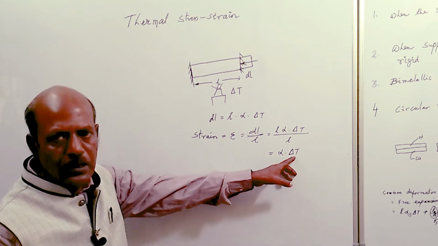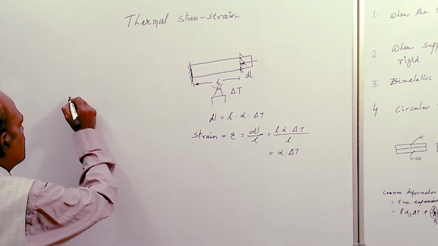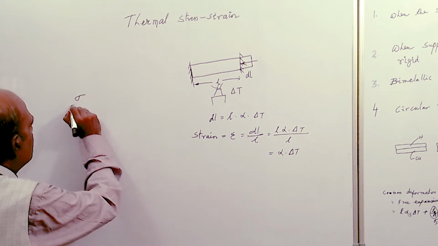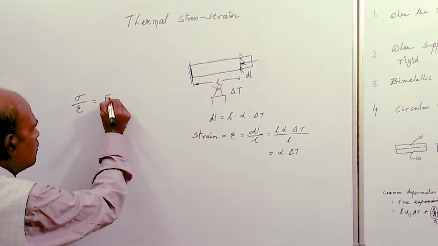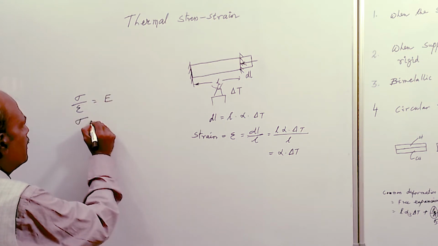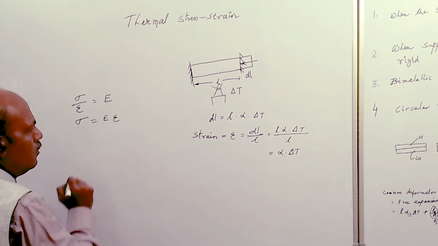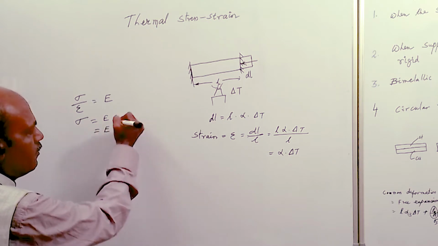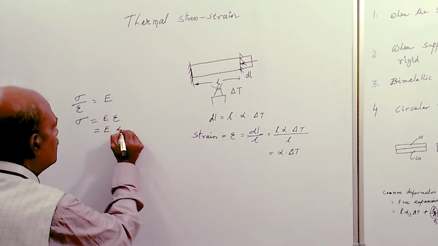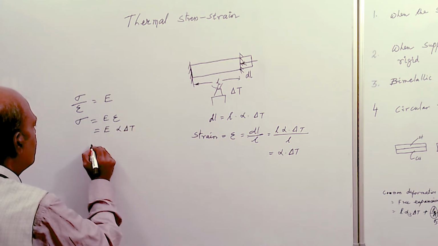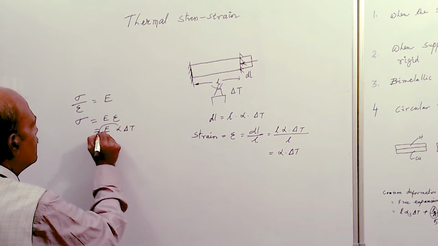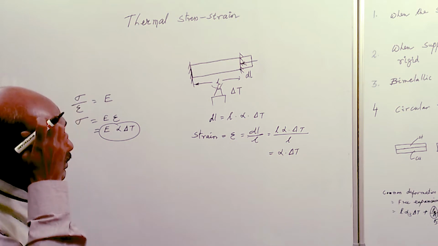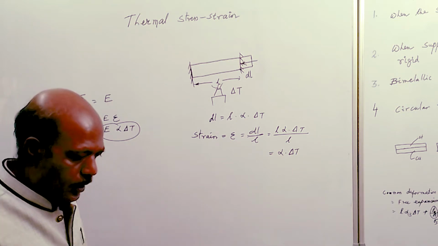We have the strain value, that is alpha into delta T. Now the stress value we will obtain from Hooke's law. Hooke's law says sigma by epsilon is equal to Young's modulus of elasticity E, or sigma is equal to E into epsilon. Here E is the Young's modulus of elasticity and epsilon is the strain produced in the bar, that is alpha into delta T. So we can find sigma as E into alpha into delta T.